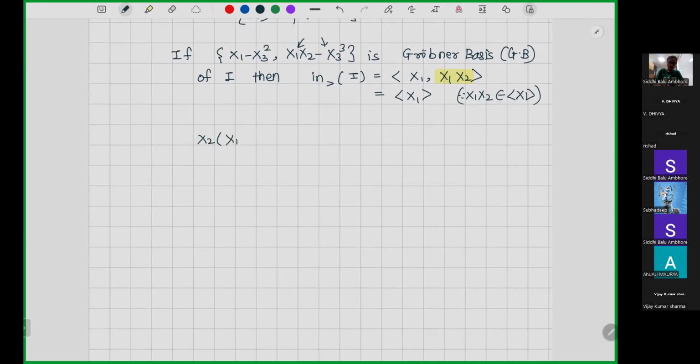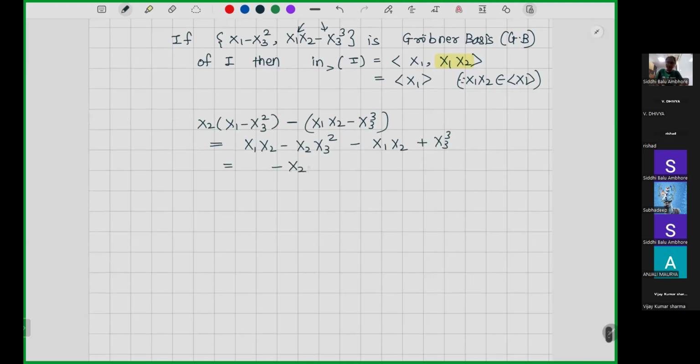Okay, but now check this polynomial: x2 times x1 minus x3 square. So we are multiplying this and subtracting x1 x2 minus x3 cube. Here we have x1 x2 minus x2 x3 square minus x1 x2 plus x3 cube. Is it okay? And now when I subtract this, I get this polynomial x2 x3 square plus x3 cube. Let me call this element P.